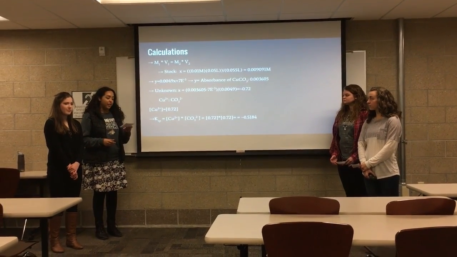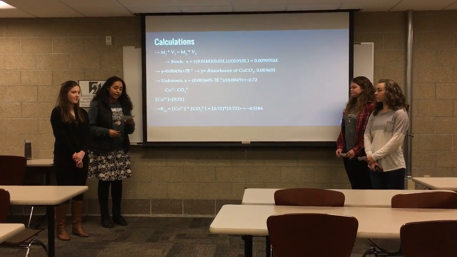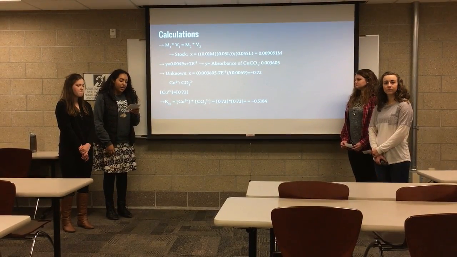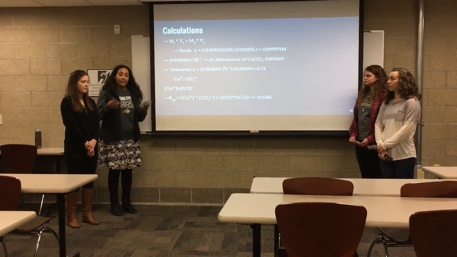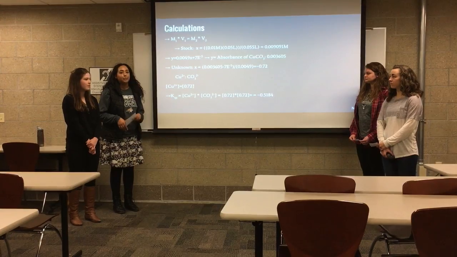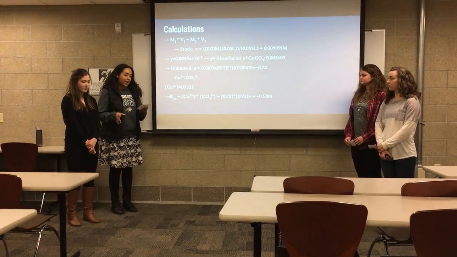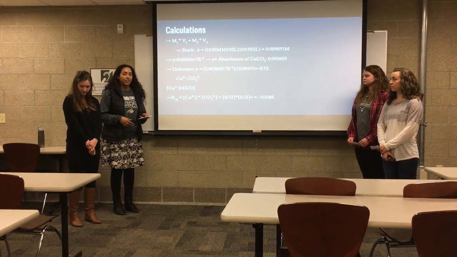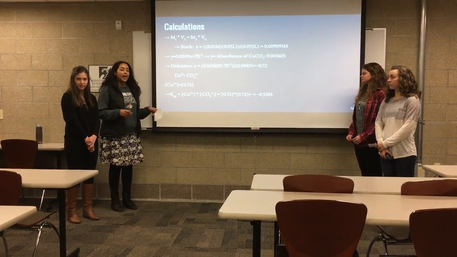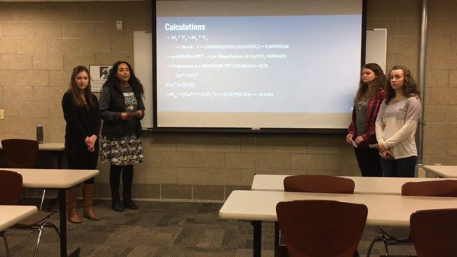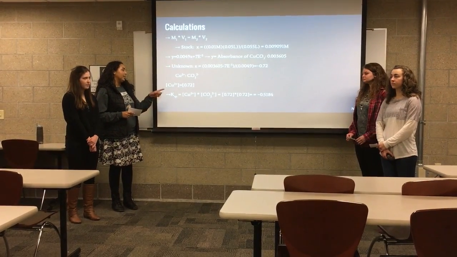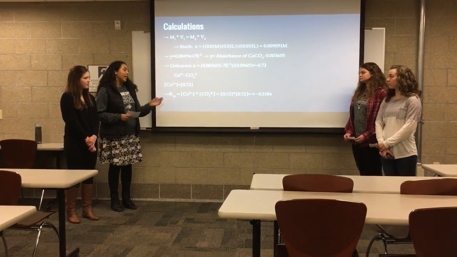And then using that value, we were able to calculate the Ksp, which is the solubility product, which means it's the product of the dissolved ion concentrations. In this case, it was copper 2+ and CO3 2-. And since they had a 1-to-1 ratio, the stoichiometric coefficients in front of the 2 ions were 1-to-1, which means we just ended up doing 0.72 squared to find our value.